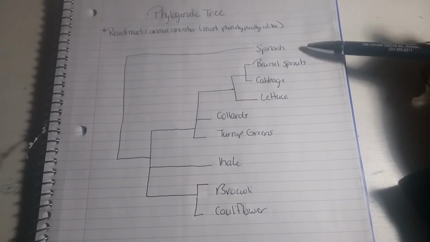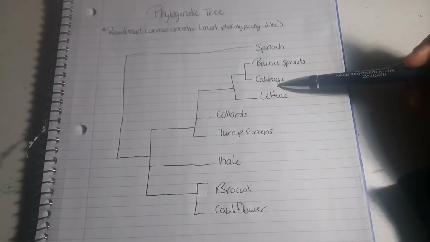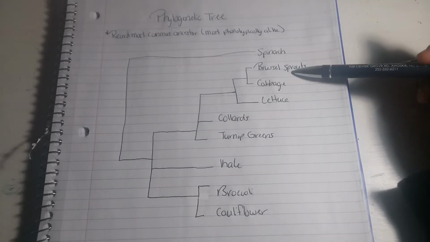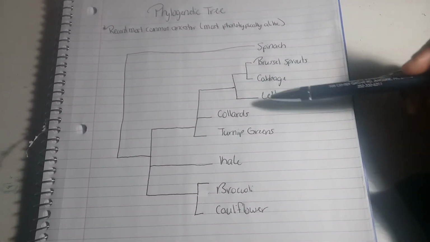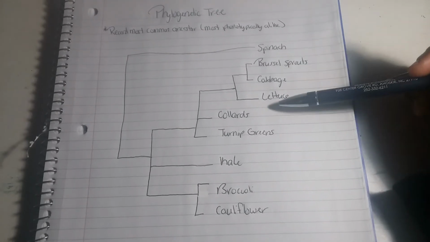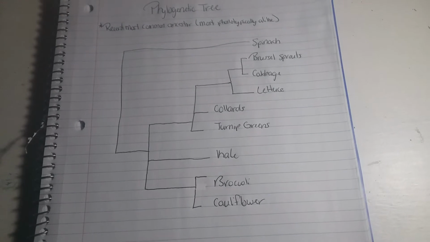And so we have Brussels sprouts and cabbage here, which have the shortest lines, meaning they're more closely related, which makes sense because Brussels sprouts are just baby cabbages. As you can see, lettuce is also a fairly short line because lettuce and cabbage kind of almost look alike. If you buy it in the store, you have to be really careful.